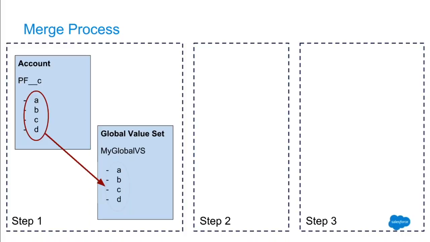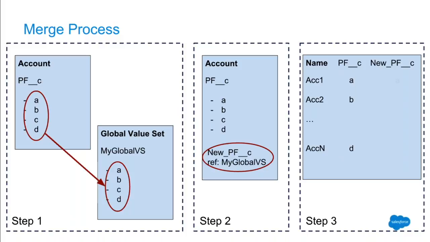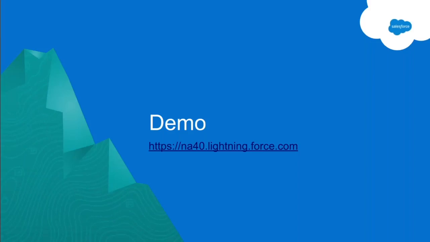So now we have an existing field and a global value set that contains all the values you have in the original field. And on step 2, you have the field, and the app will go and create a new field, and you can provide a name for it. In my case, I just call it new picklist field _ C, that will be referencing that global value set. And on the final step, if you can imagine that you have multiple account records with the old field populated, it will go and make sure that values in the original field will match values in the new field. And at the end of the migration, it will also create a trigger that will keep those values in sync with each other.